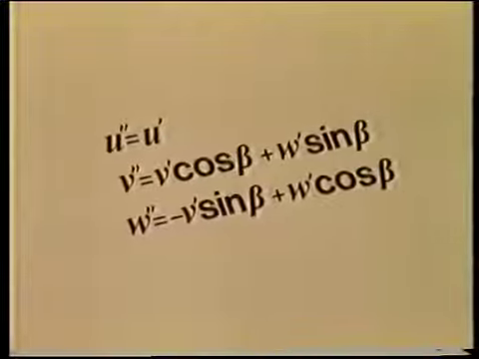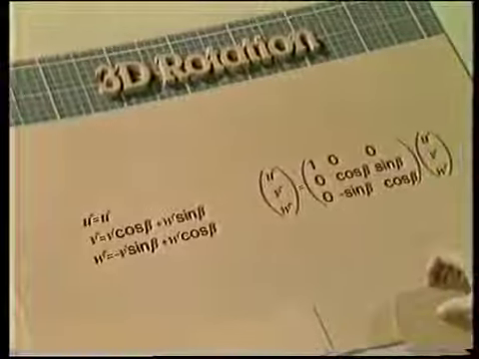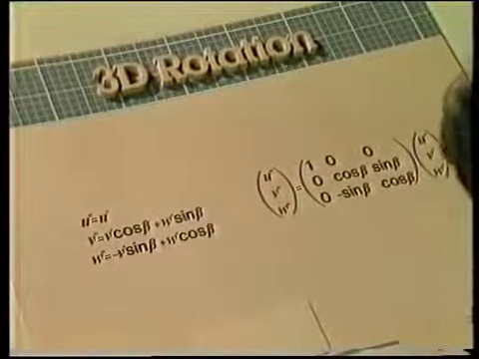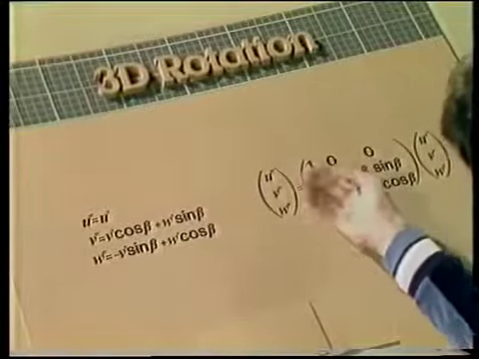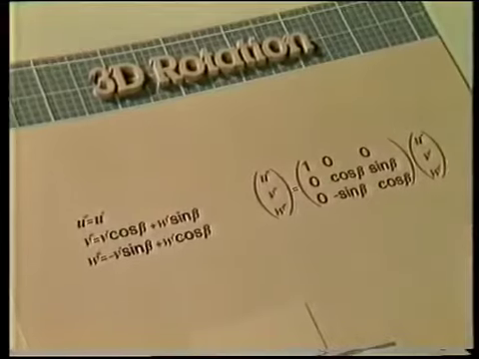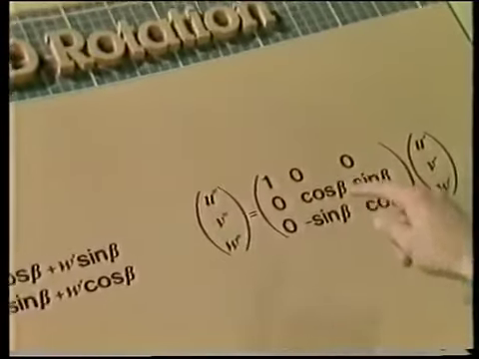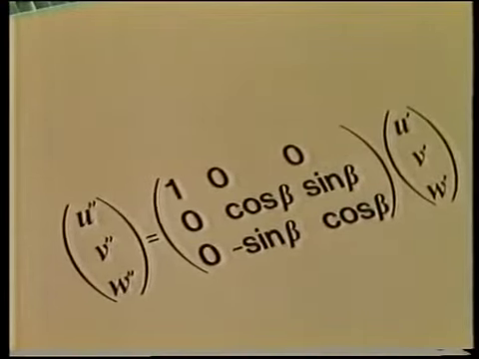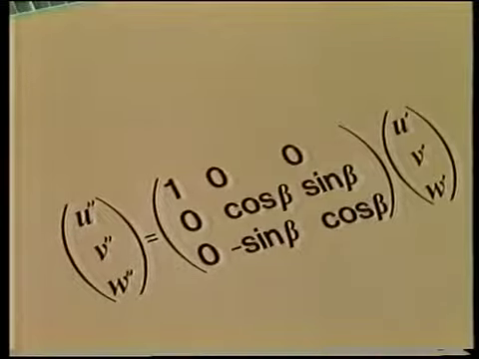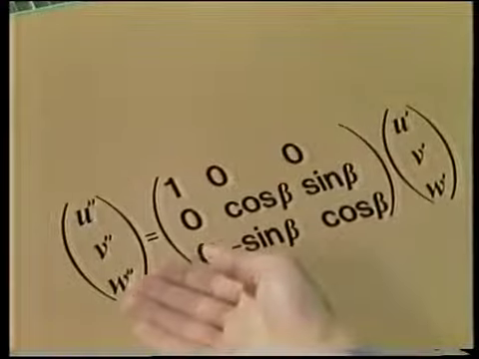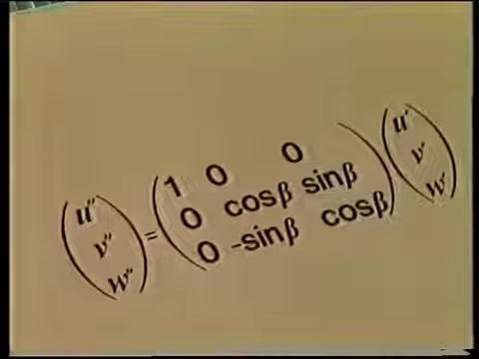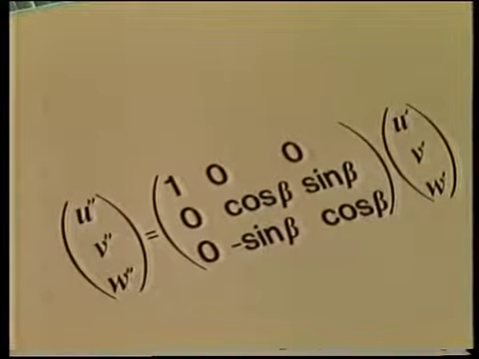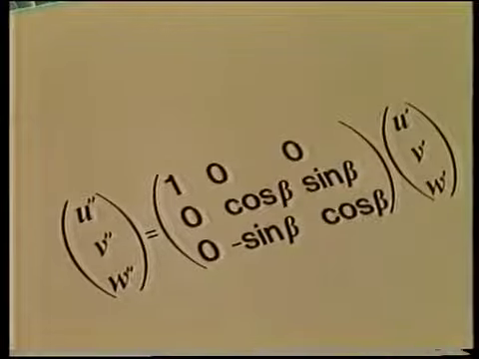Now, we can write these equations in matrix form. It's similar to the matrix we saw earlier. But this time, the x-axis is fixed, so the new x-coordinate, u double dashed, is just 1 times u dashed. And this block represents the rotation of the y and z axes. Once again, we have a matrix that only depends on the angle of rotation. This matrix operates on the old coordinates to give the new coordinates. So the rotation about the x-axis through an angle beta is performed by multiplying by this matrix.